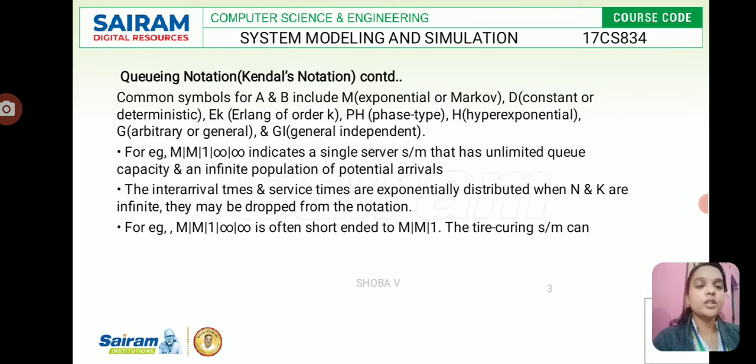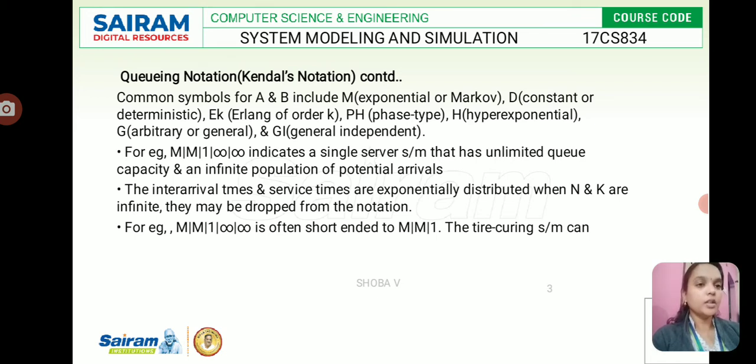In queuing notation, there are common symbols for A and B. These include M for exponential or Markov, D for constant or deterministic, E_K for Erlang of order K, PH for phase type, H for hyper-exponential, G for arbitrary or general, and GI for general independent. So the common symbols are given based on the parameters.